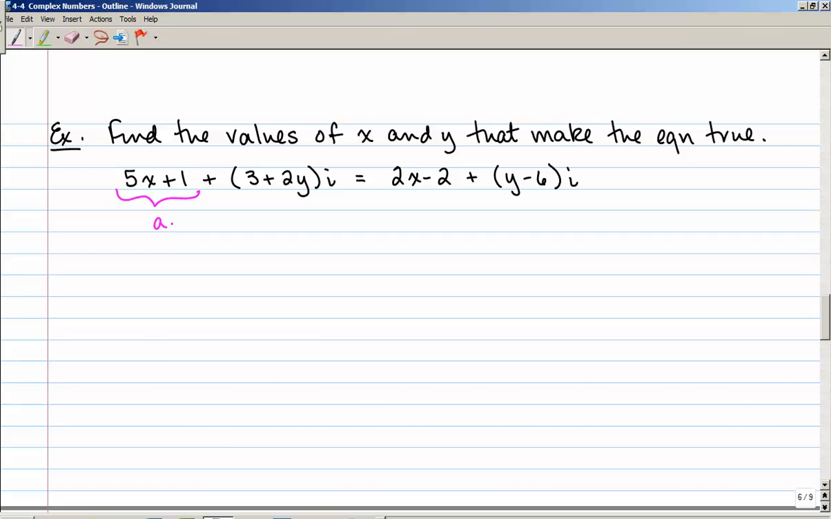Here's the way this works. This is my a. That's my real part. This is also my a. That's the real part. This is b.